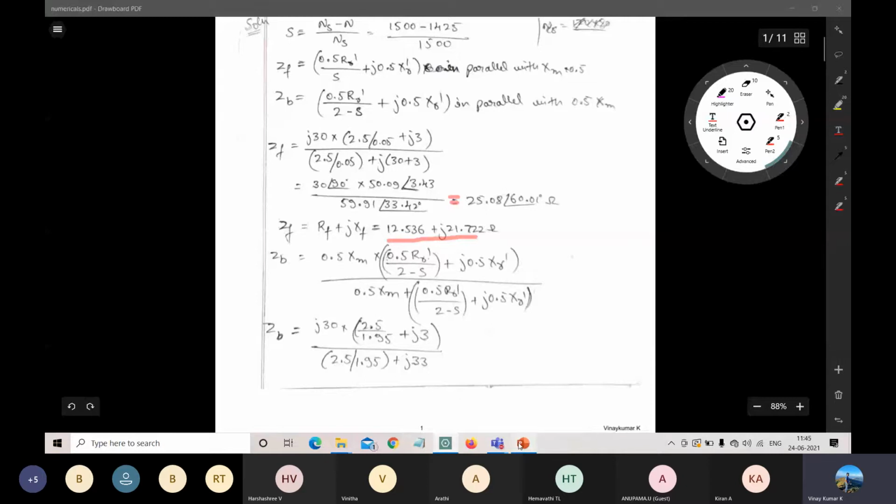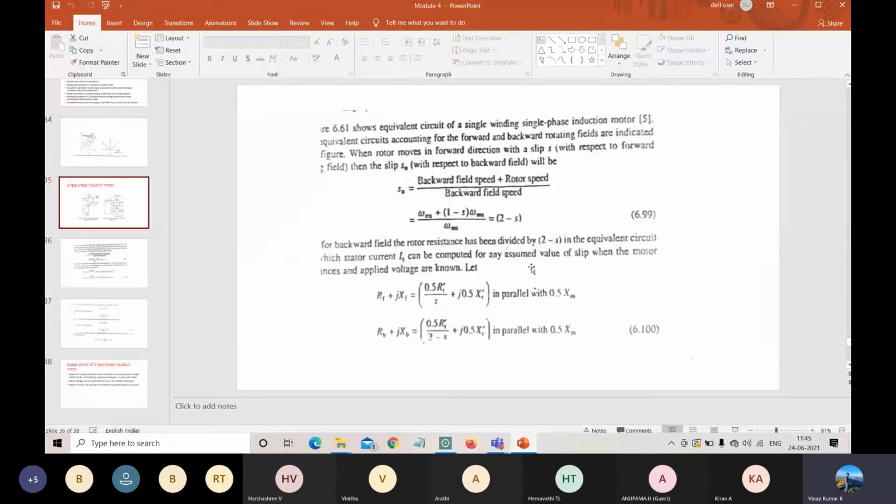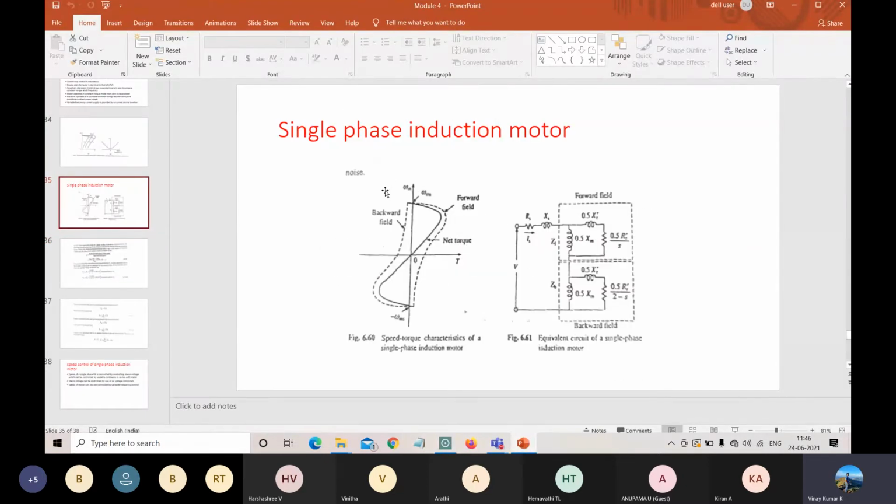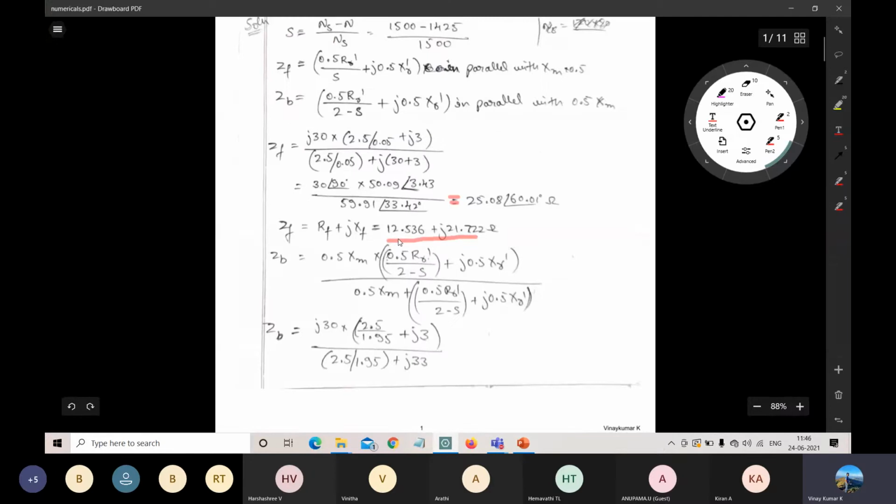So ZF is equal to RF plus XF. Okay, RF plus XF, same thing. This is the forward and backward resistance. So what is the formula for ZB? So this is the ZB. So ZB formula, anyone?